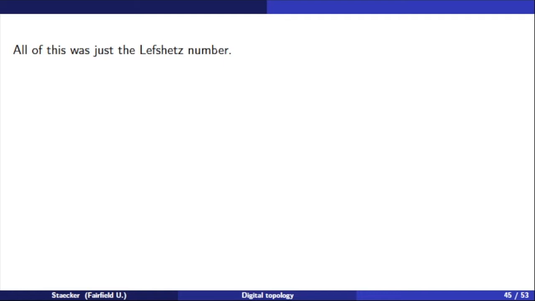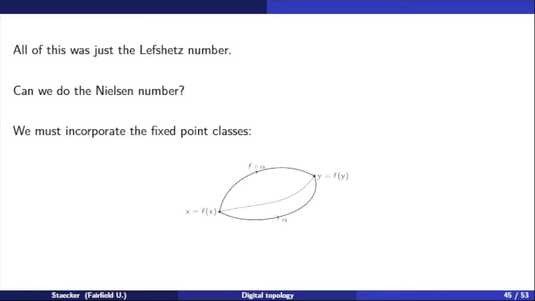What about the Nielsen number? I said I wanted to talk about moving towards Nielsen theory. The Lefschetz number is one step. Can we do the Nielsen number? Remember, the Nielsen number must involve what we call the fixed point classes. Sorry, this is hard to see again. Two points are in the same class if you can make a path from one to the other, and then the image of that path is homotopic to the original path.